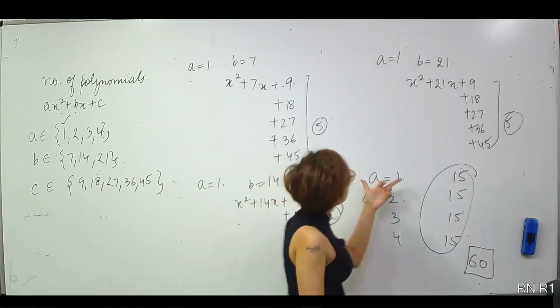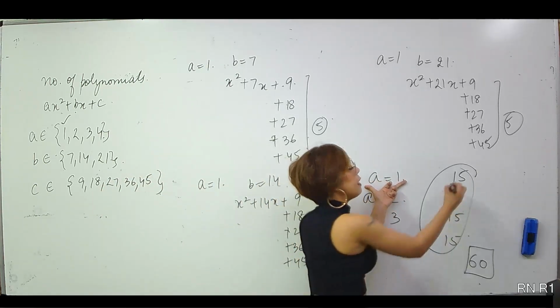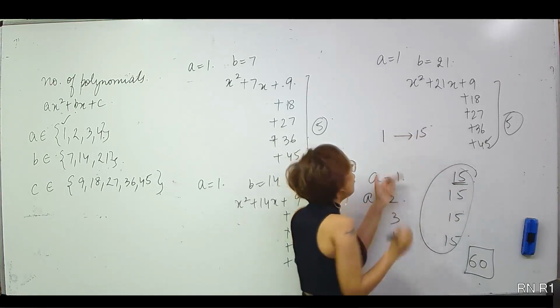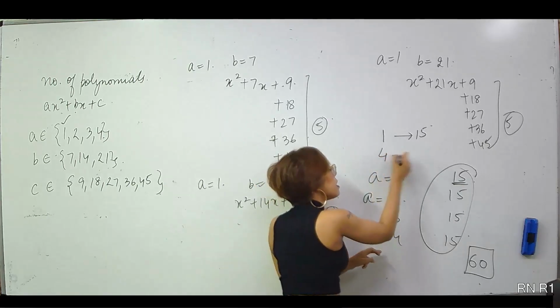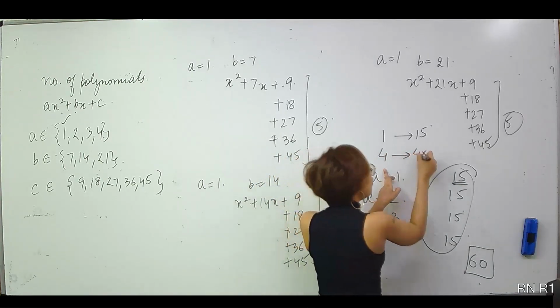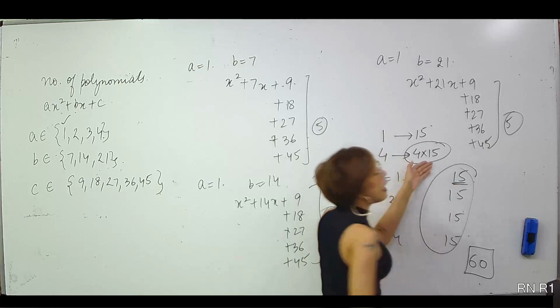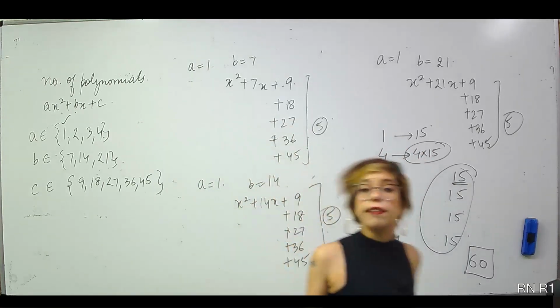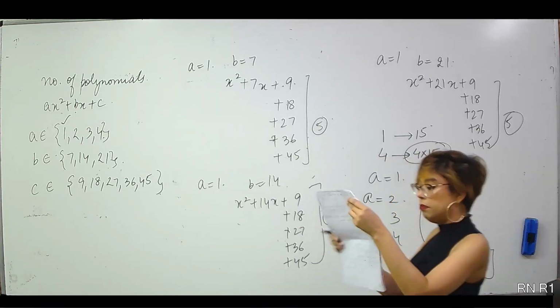Corresponding to each choice of A over here, I have 15 choices. Corresponding to one choice, I have 15 choices. For the four choices, I will get the answer as 4 into 15. You could have done it like this also. Also, there are other ways that you can employ. It's absolutely fine. Next one.